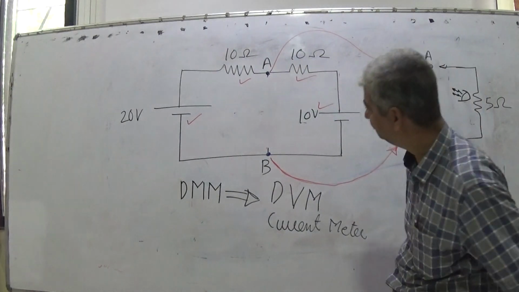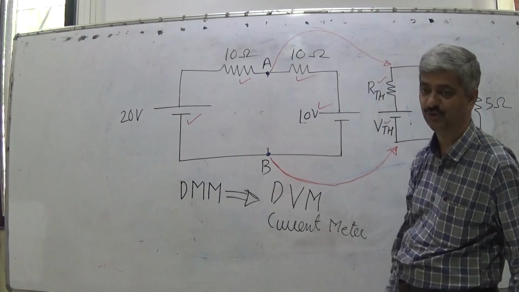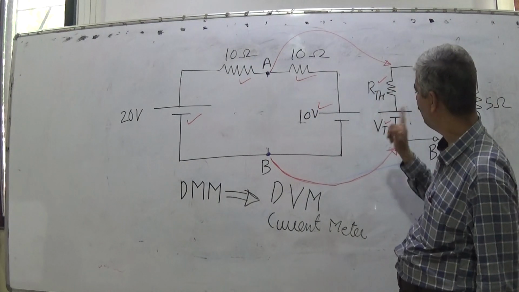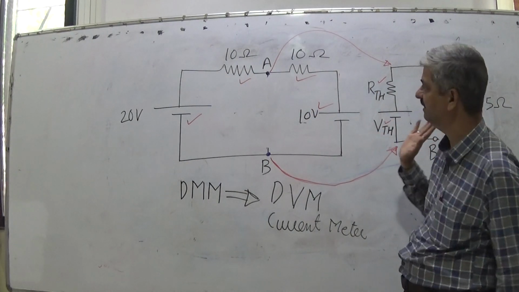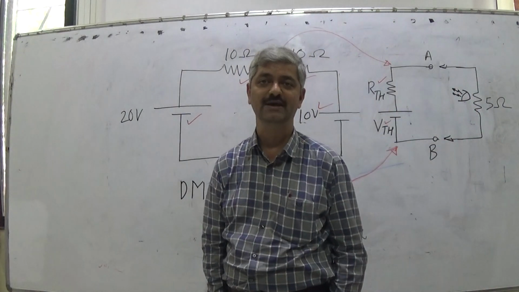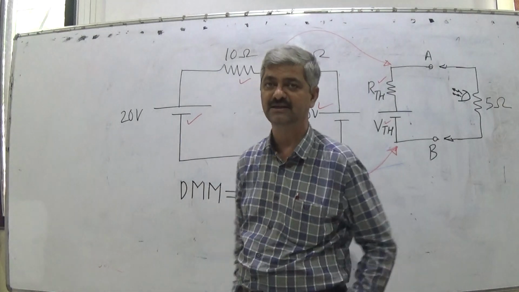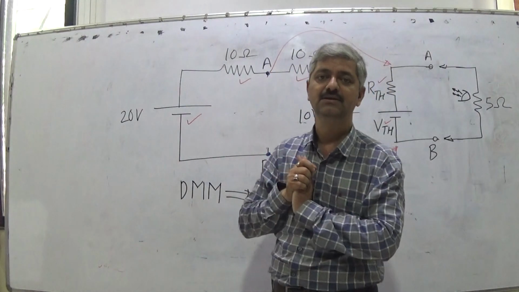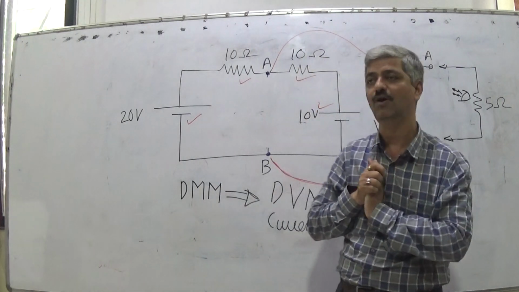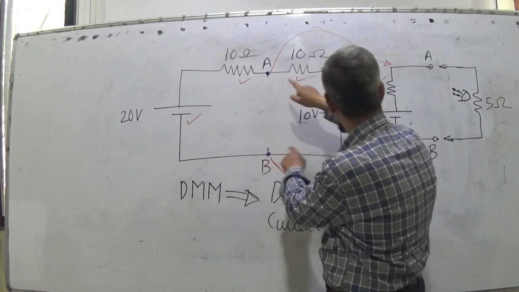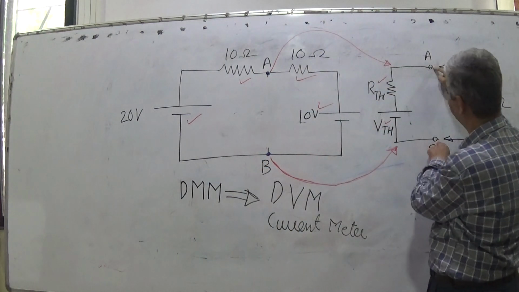Okay. So this circuit is given to you. This circuit is to be converted to this circuit. So what would be VTH? Now listen, suppose you connect a digital voltmeter directly here, whatever voltage you will find here, the same you have to find here.